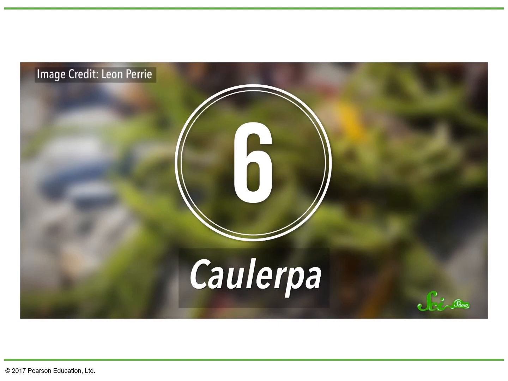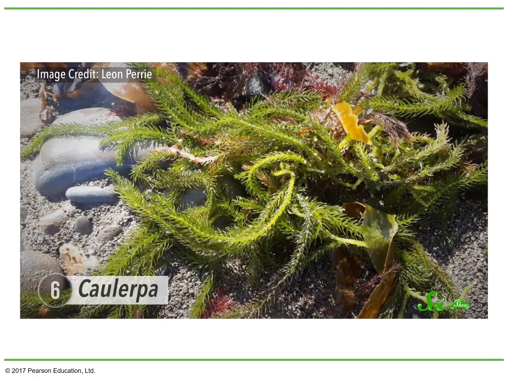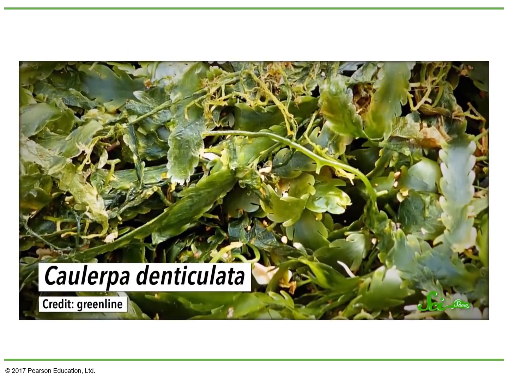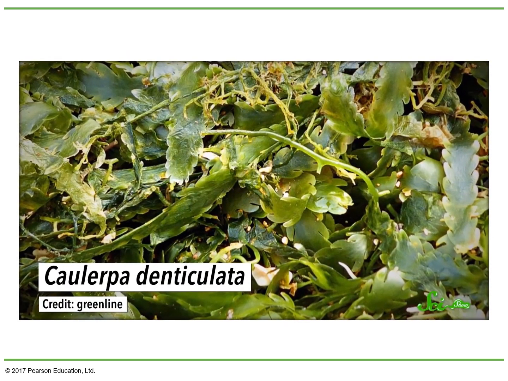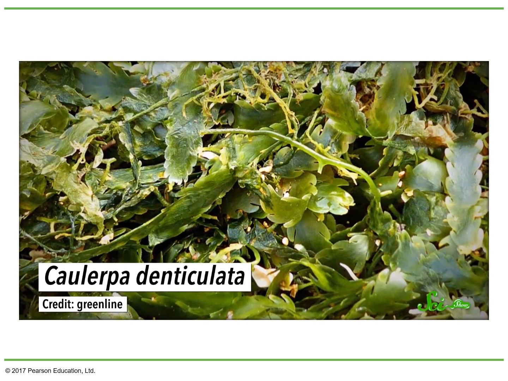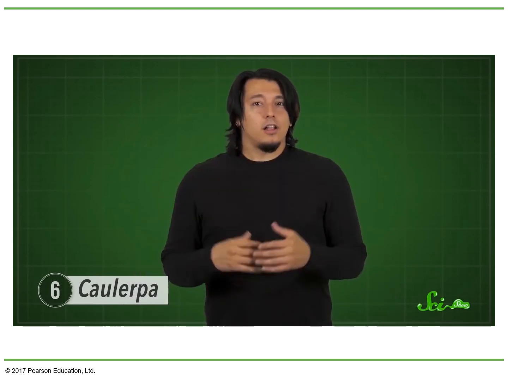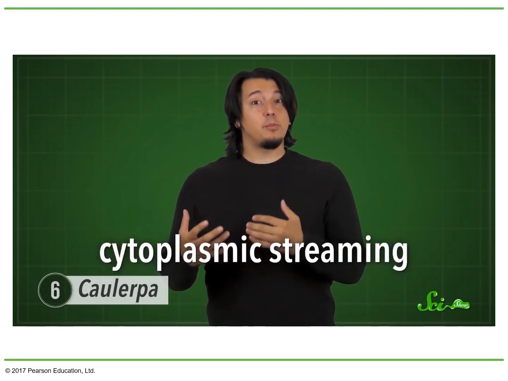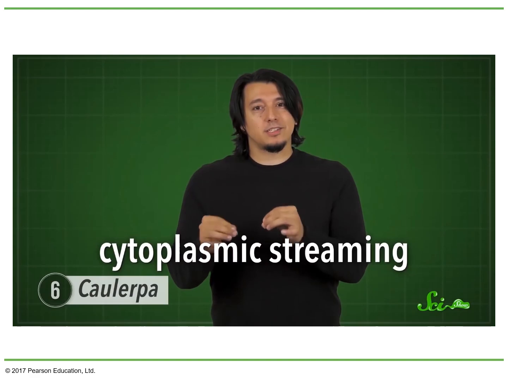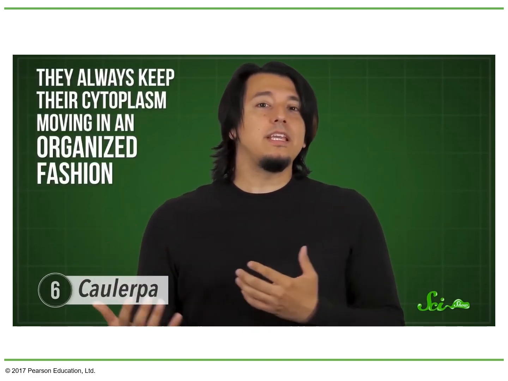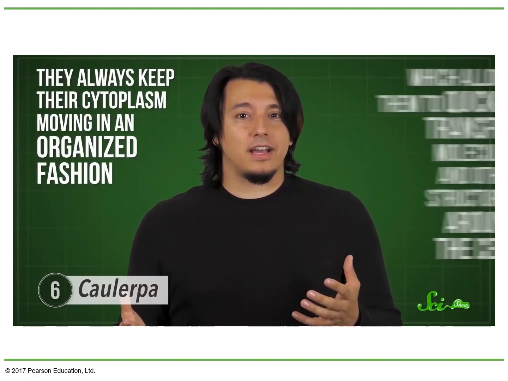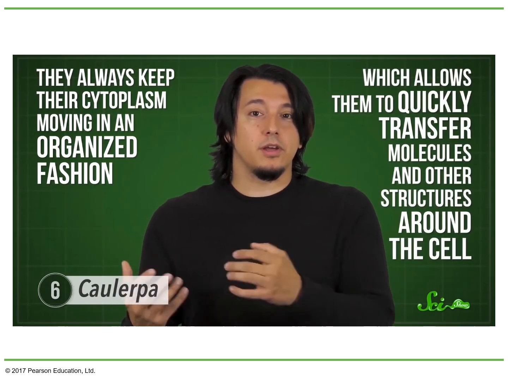At first glance, you would probably have no idea that Caulerpa algae are individual cells. Individuals in some species can grow to carpet a square meter or more, and they sure don't look like your average cells. Each has a complex structure that consists of a stem, fronds that look like leaves, and root-like parts that anchor it in place. The reason a Caulerpa can grow so large is because it has loads of nuclei to keep all parts of it functioning properly. Caulerpa species also use a process called cytoplasmic streaming, which is essentially a plant's solution to a circulatory system. They always keep their cytoplasm moving in an organized fashion, which allows them to quickly transfer molecules and other structures around the cell.